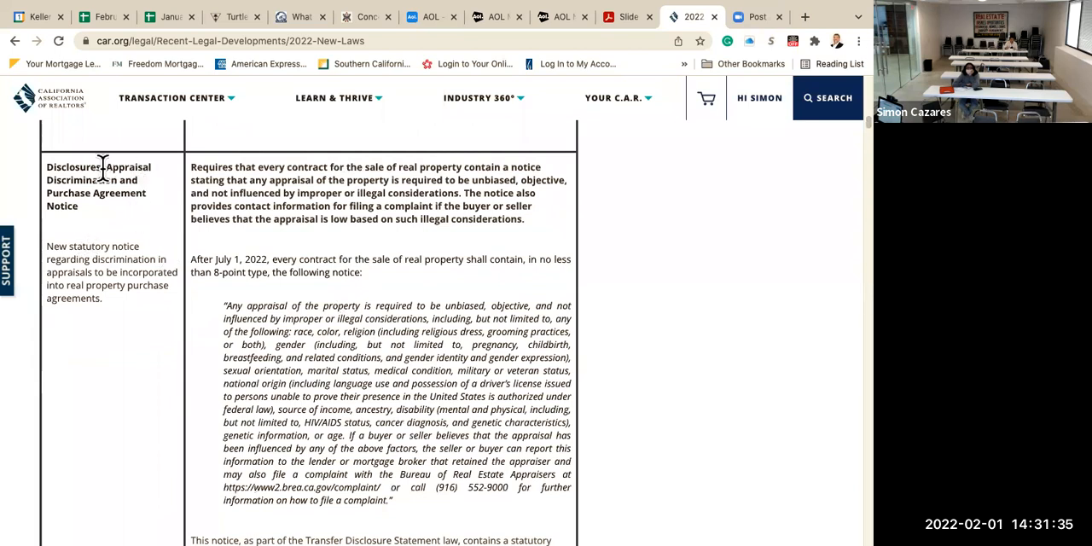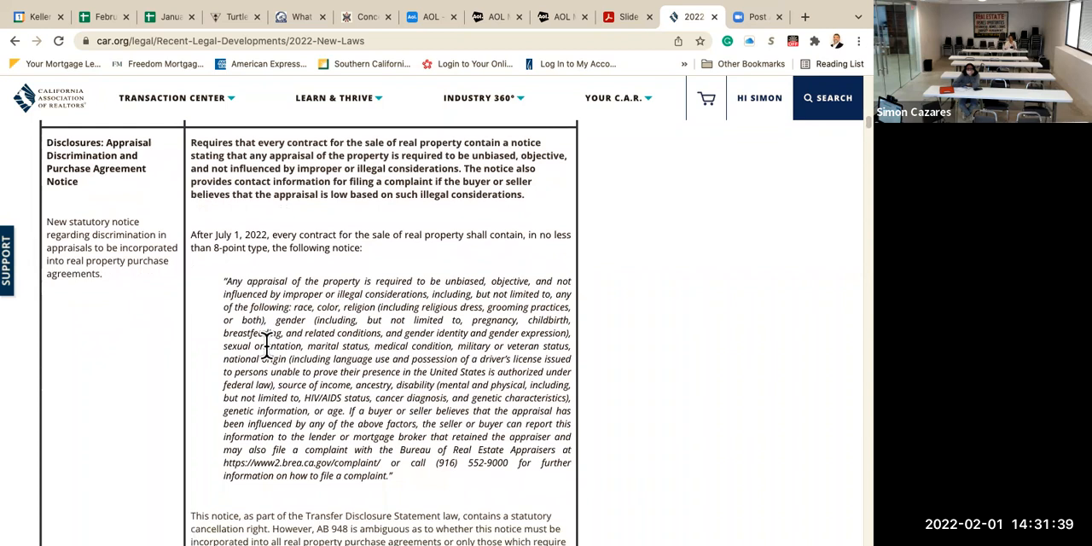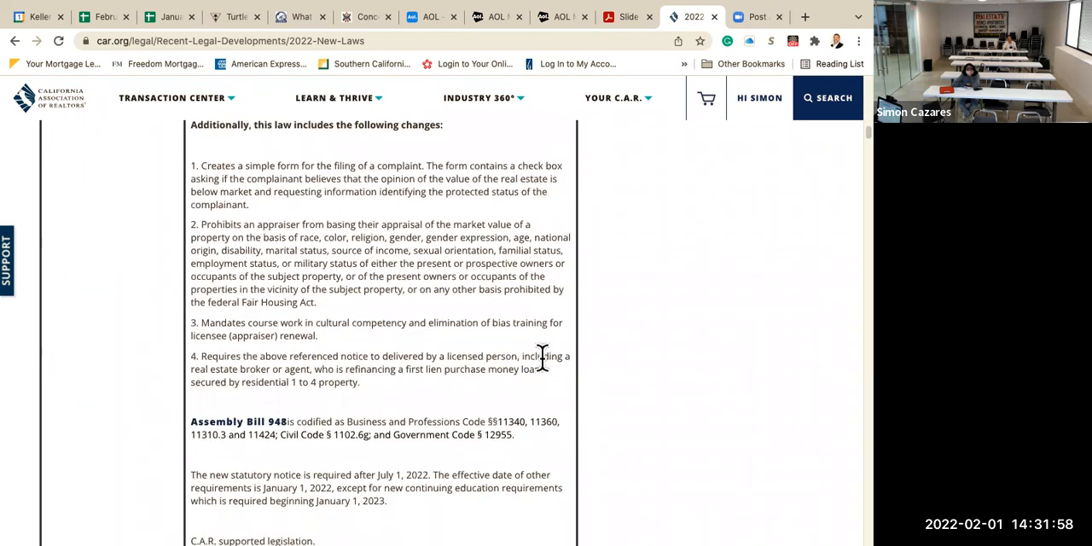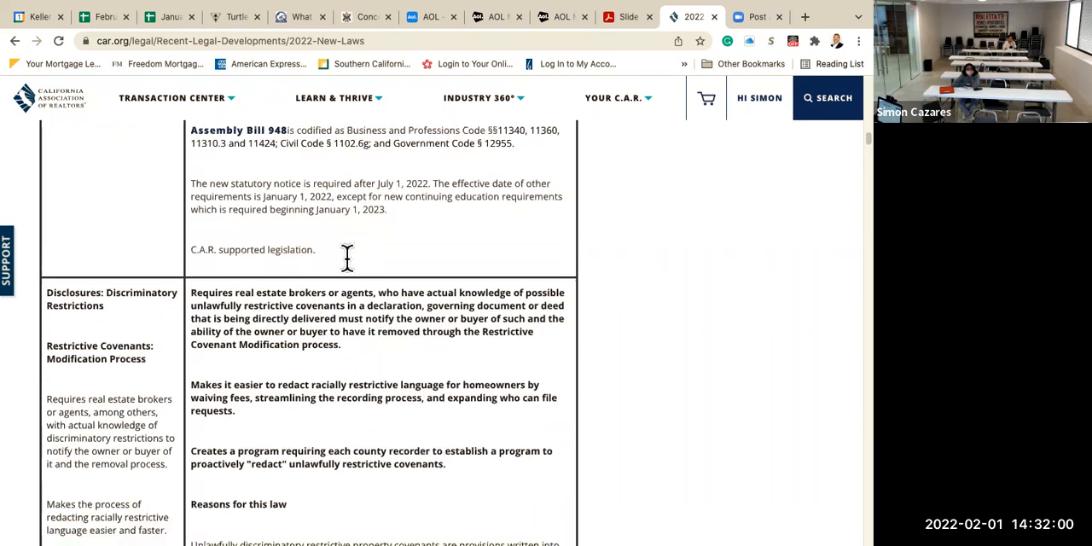We talked a little bit about the disclosure regarding the appraisal. Okay, here's a little bit of information regarding this new requirement on sales of real estate containing a notice, and that notice will probably happen in June. They added that language into the purchase agreement. Additional laws, including the following changes. Here's a little bit of information.